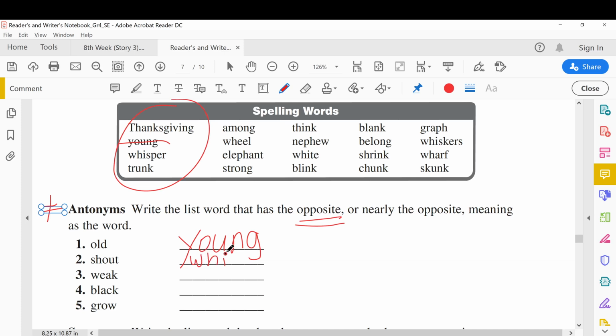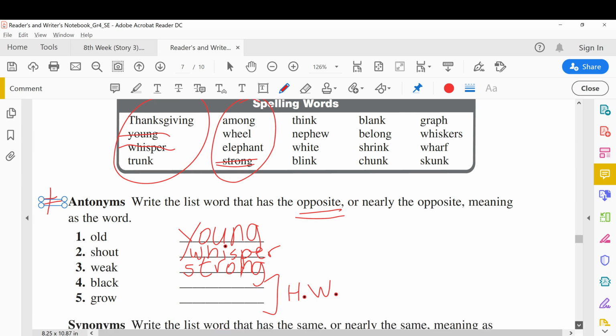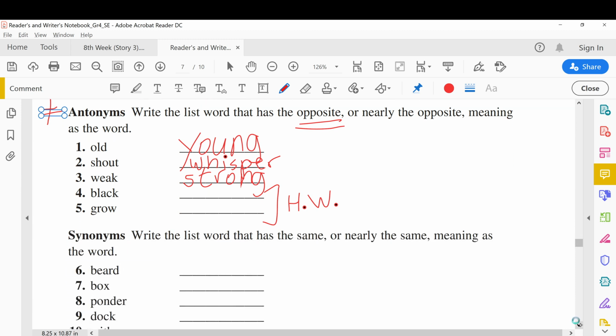So we'll write it down. Whisper. Okay. Number 3, weak. Also, I'm sure you know it. It's here, among, wheel, elephant, strong. So weak, there is a weak person and starts with S. You know it? Yes. Strong. All right. I leave these 2 for you to do by yourselves. And we scroll down to the next exercise.